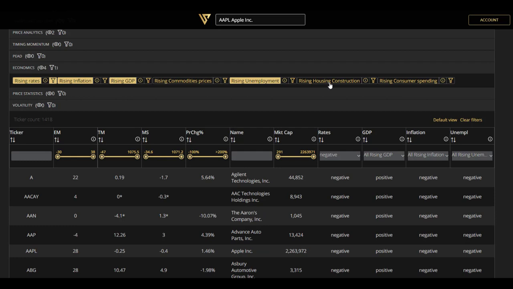So very easy. Rising commodity prices, rising employment, rising housing construction. So this is more houses being built. That's usually a positive impact for many stocks. And also rising consumer spending, more people spending, right? So all those 7 macro factors you can filter on and really narrow down your list of stocks.